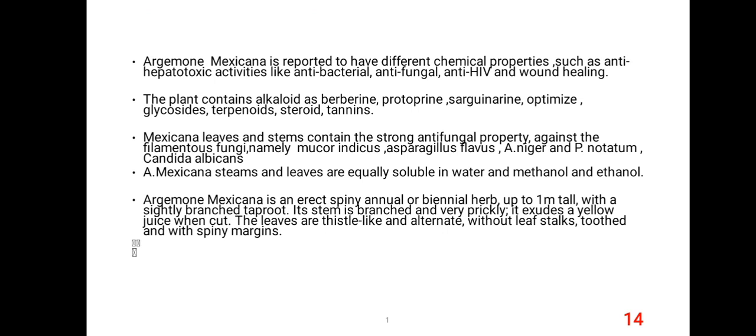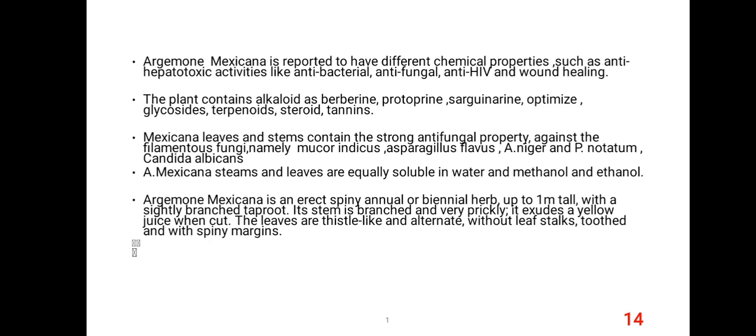Argemone mexicana is reported to have different pharmacological properties such as anti-hepatotoxic activity, antibacterial, antifungal, anti-HIV and wound healing. The plant contains alkaloids such as berberine, protopine, sanguinarine, glycosides, terpenoids, steroids, and tannins. Mexicana leaves and stem contain a strong antifungal property against the phytopathogenic fungi, namely Mucor indicus, Aspergillus flavus, A. niger, and P. notatum, Candida albicans. A. mexicana stems and leaves are soluble in water, methanol, and ethanol.